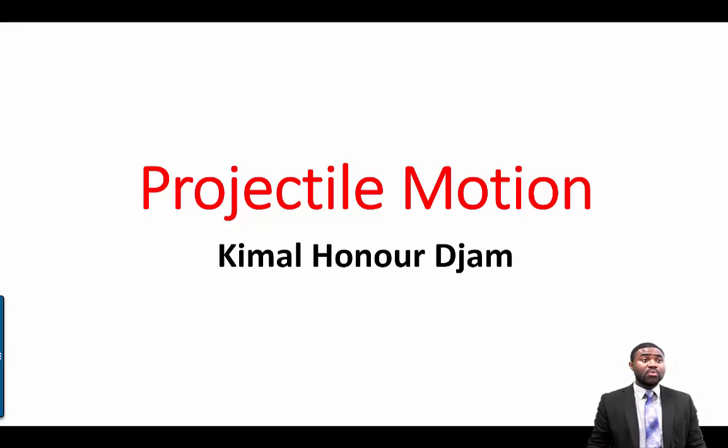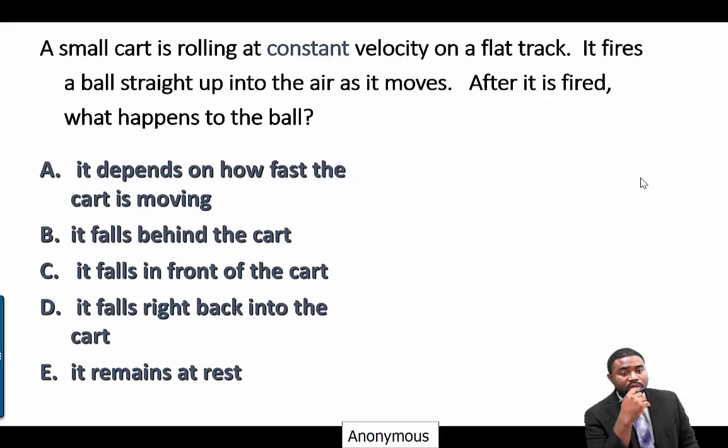Now, we are going to begin with a warm-up question. A small card is rolling at constant velocity on a track. We demonstrated this last class. It fires a ball straight up into air as it moves. After it is fired, what happens to the ball?